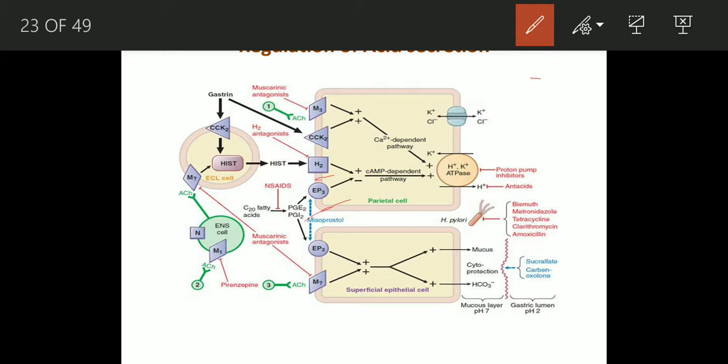So like this, the acid secretion is regulated from the parietal cells. If there is more histamine, more gastrin and more acetylcholine, it can increase the gastric acid secretion. If there is decreased incidence of these mediators or those pathways, there will be decreased acid secretion. And if the prostaglandin action is increased, there will be decreased acid secretion along with increased mucus secretion.